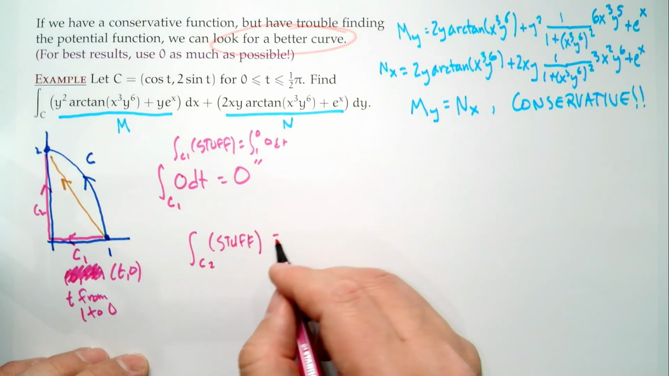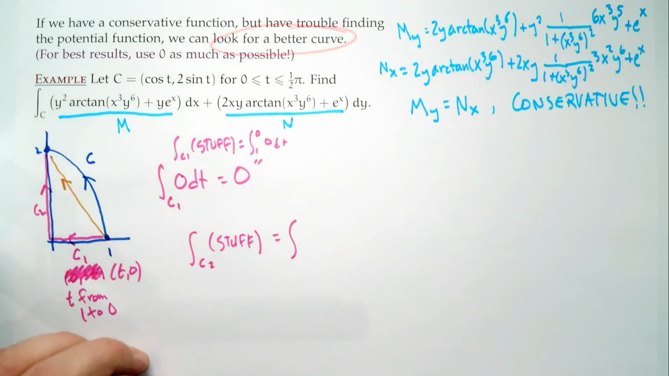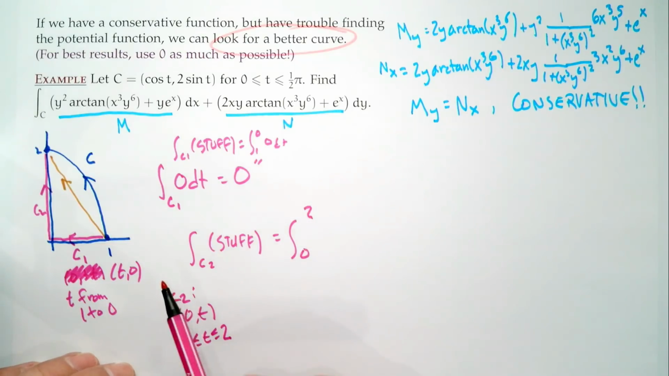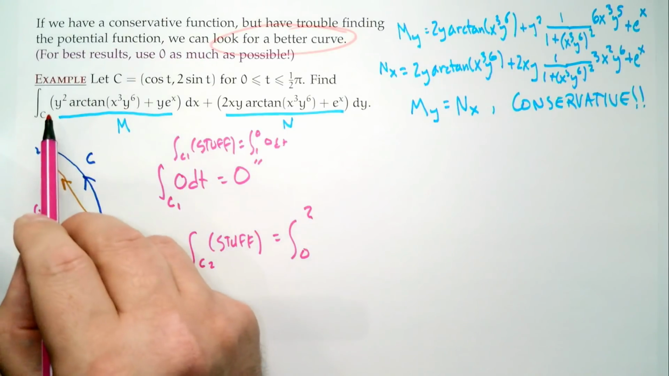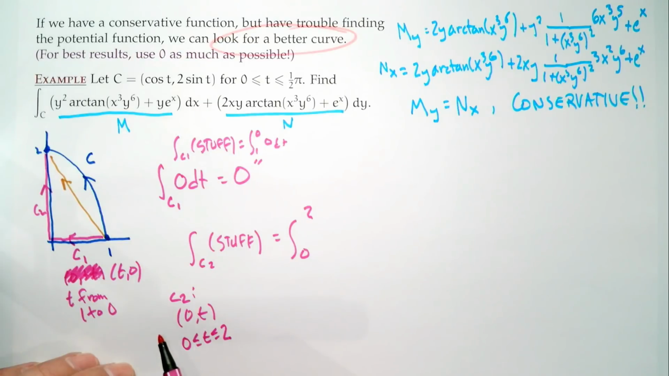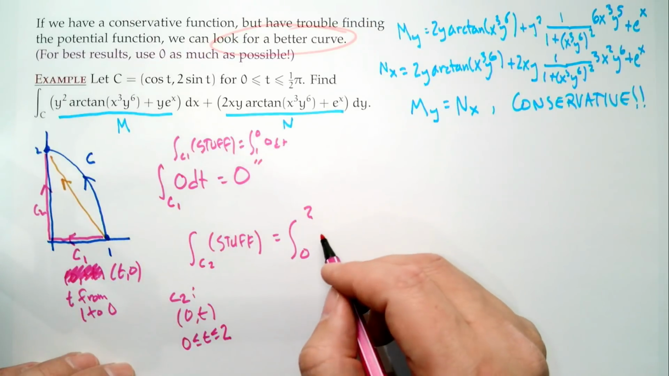I don't want to copy it down again. So what's our parameterization along curve 2? 0, t, where t goes from 0 up to 2. So this is our curve 2. So we go from 0 to 2. Let's plug it in. Now remember, everywhere you see an x, you put 0. Everywhere you see a y, you put t. What happens to this term? The y squared arctangent x cubed y to the 6 goes to 0. What happens to y e to the x? It goes to t.